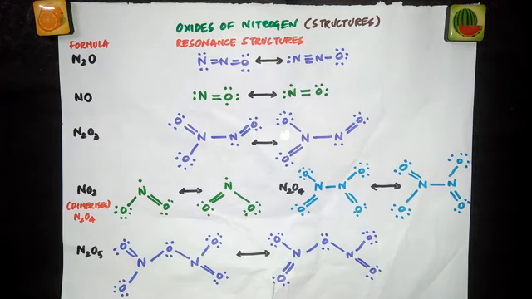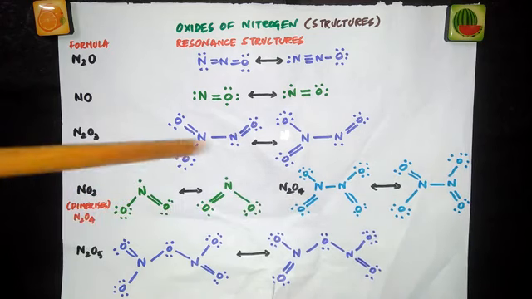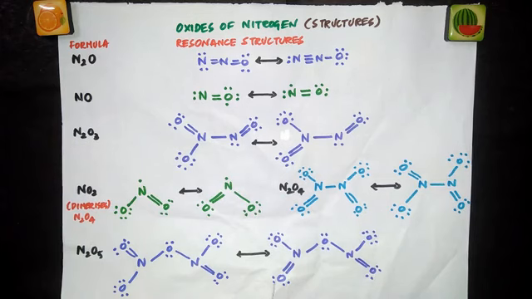So of all these structures, N2O is linear, whereas N2O3 is planar, and NO2 is angular. You will get an angular structure, you will get an angle. In the same way, N2O4 and N2O5 are again planar in structure.